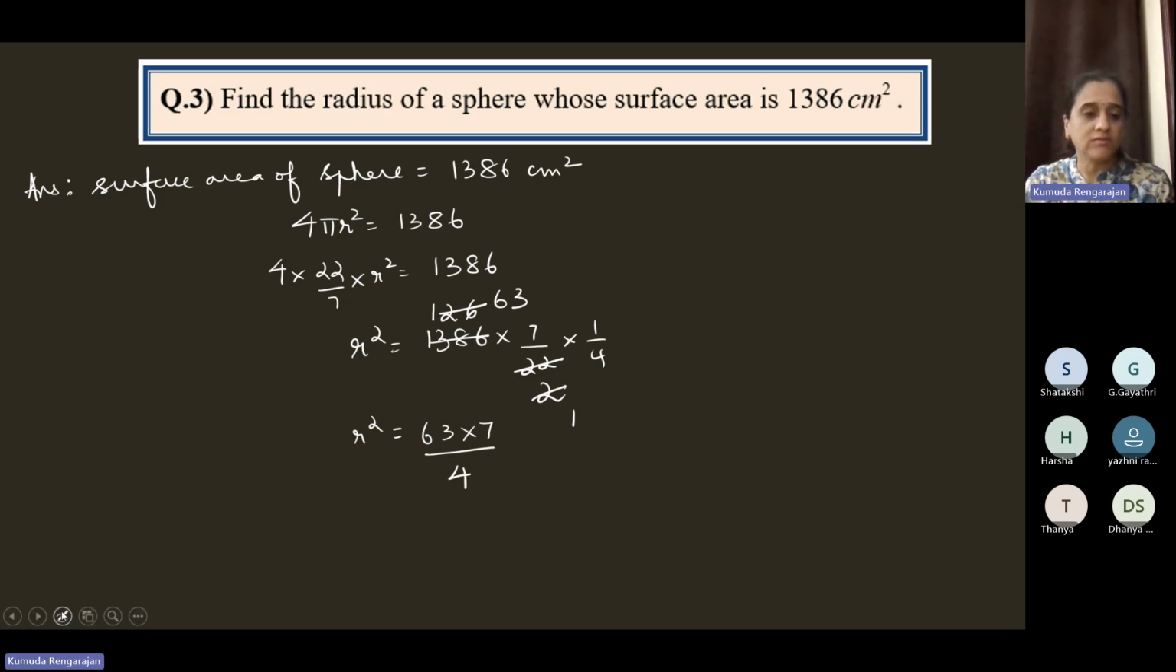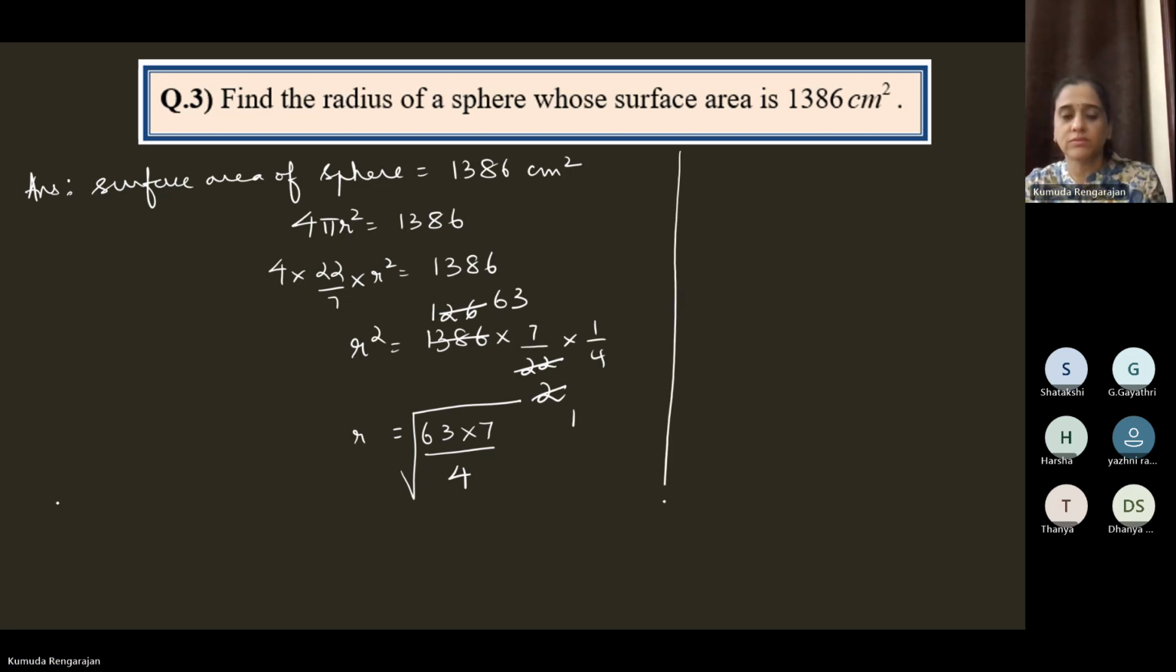Or you can write R is equal to square root of, R square is 63 into 7 by 4. So R is equal to the square root of 63 into 7 by 4. So R is equal to square root of, what is 63? 7 nines are 63. And what is 9? 3 into 3.